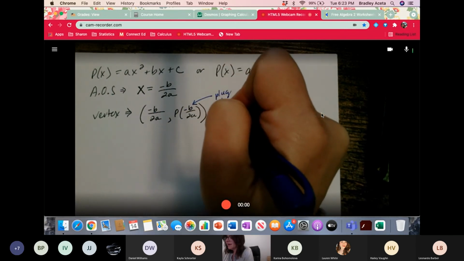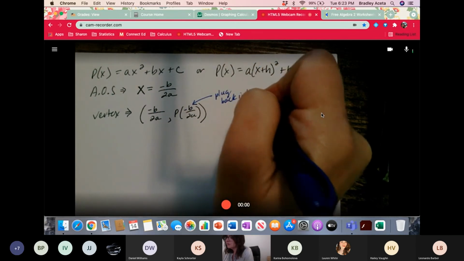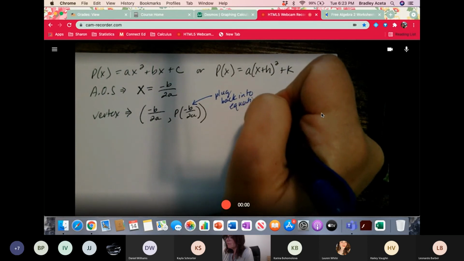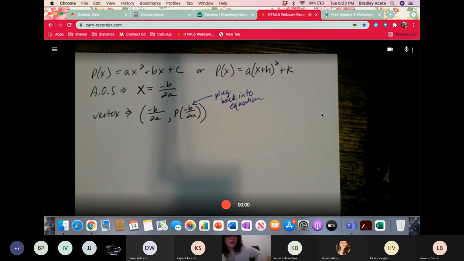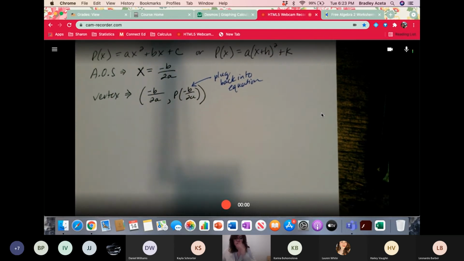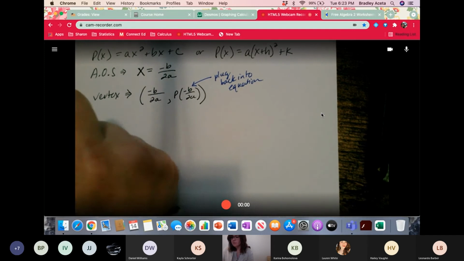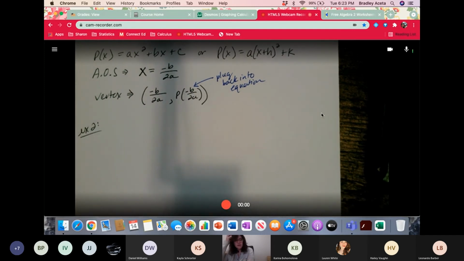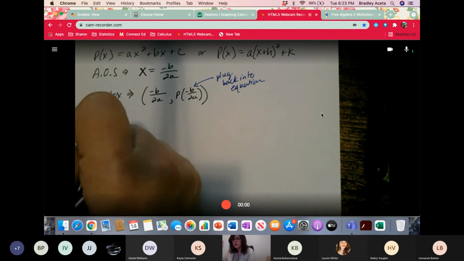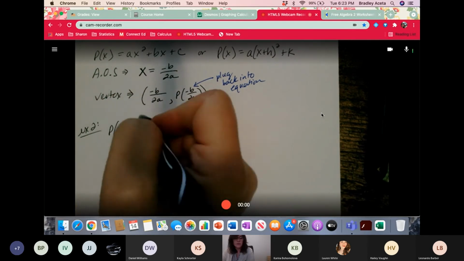Plug back into the equation. So this is another way to do what we were just doing before. Okay, and I will show you another example. Because again, in mathematics, there are just so many ways to do the same thing sometimes. So I want to show you all the different ways, and hopefully you'll feel familiar with it.